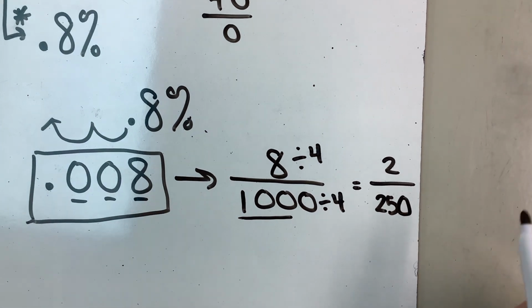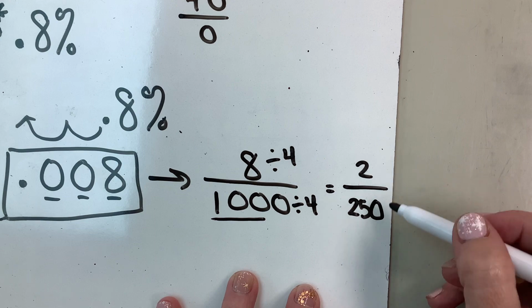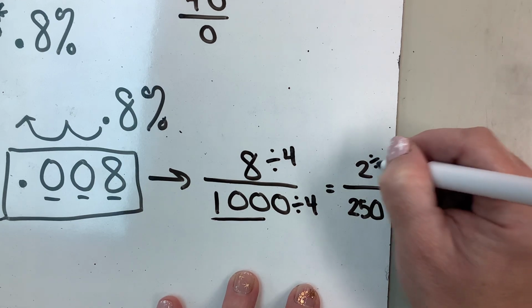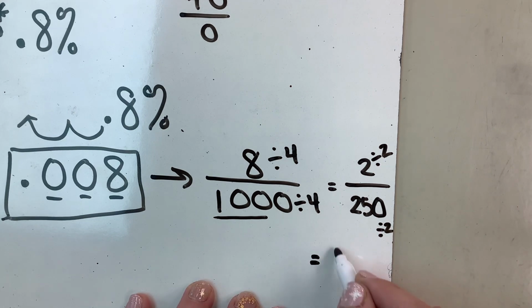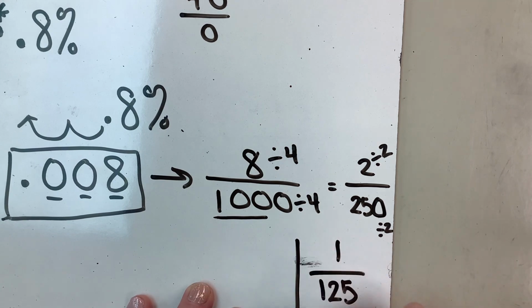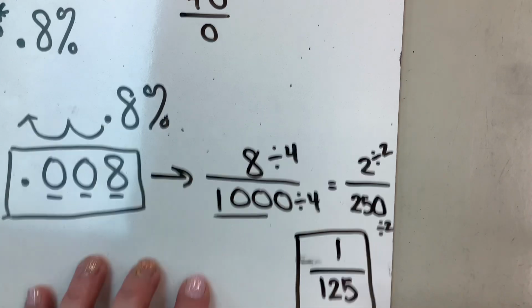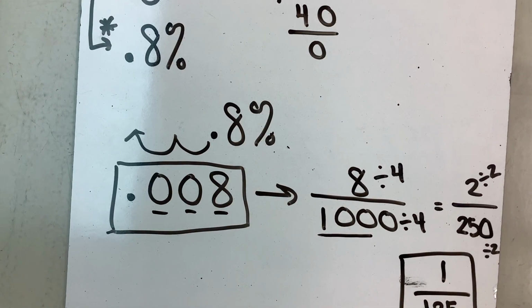And obviously 8 could have gone in, because now I'm going to have to reduce this one more time because they're both even. So that's all right, I can divide by 2. And when I do that, I get 1/125. So I also have my fraction, my decimal, and my percent.